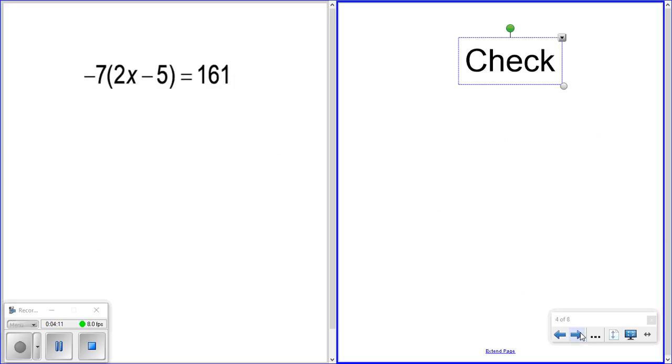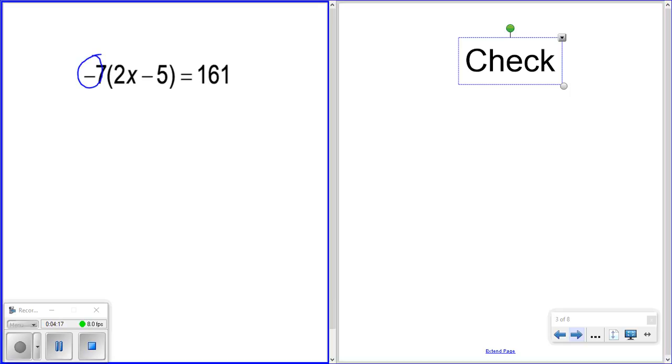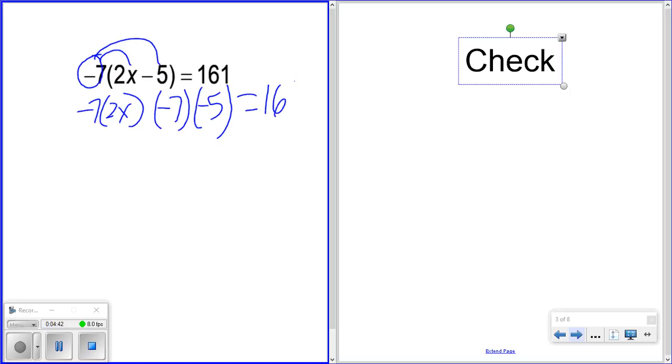Alright, our next problem, we're going to do 2 problems and then we'll move on, is -7 multiplied by the quantity of 2x minus 5 equals 161. What we have to do here is multiply by -7. Don't forget that negative sign. So -7 times 2x, -7 times -5. So -7 times 2x is -14x. A -7 times a -5 is +35.